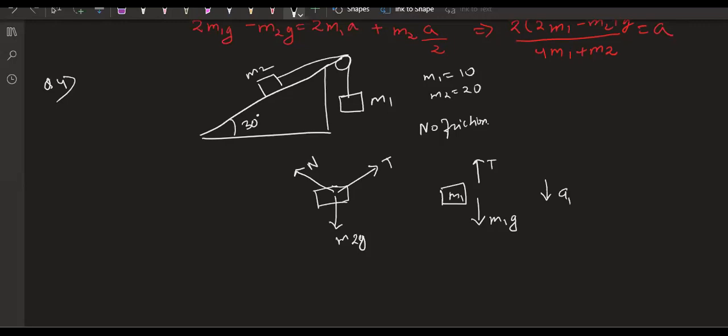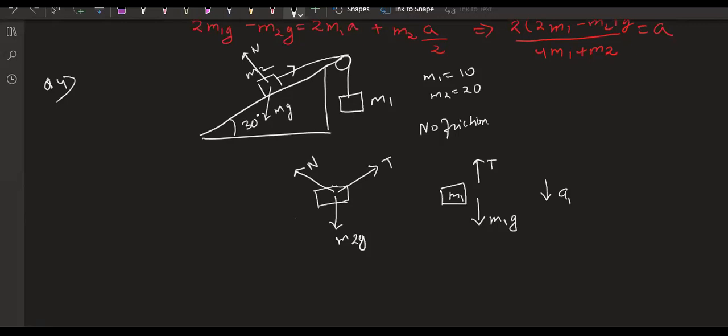Now when you talk about M2, we have three forces. Agree? One is normal, which is perpendicular to the surface. Tension, which is along the wedge, and then mg, which is in the downward direction. So that's what I showed.